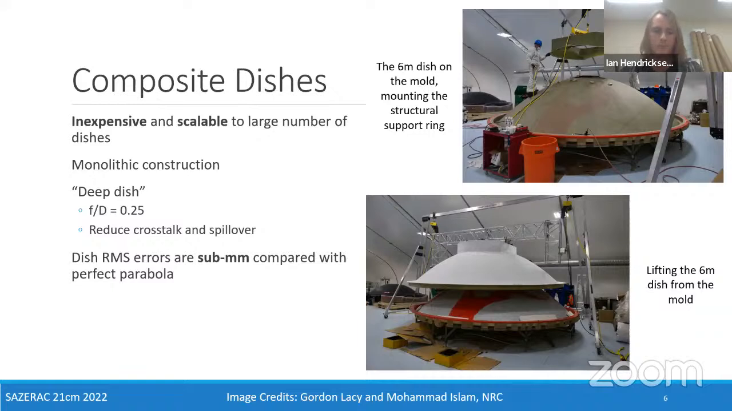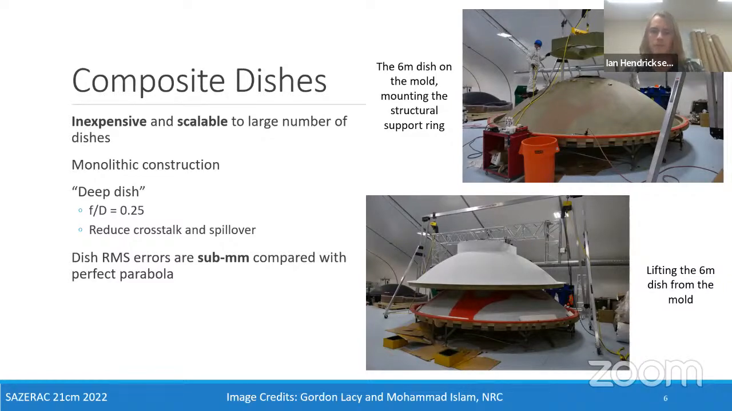The dishes are a deep dish design, hence the name Deep Dish Development Array, with an F/D ratio of 0.25, which is intended to reduce crosstalk and spillover. And like I said before, the dish RMS errors are intended to be, and we have shown that they are, sub-millimeter compared with the perfect parabola.